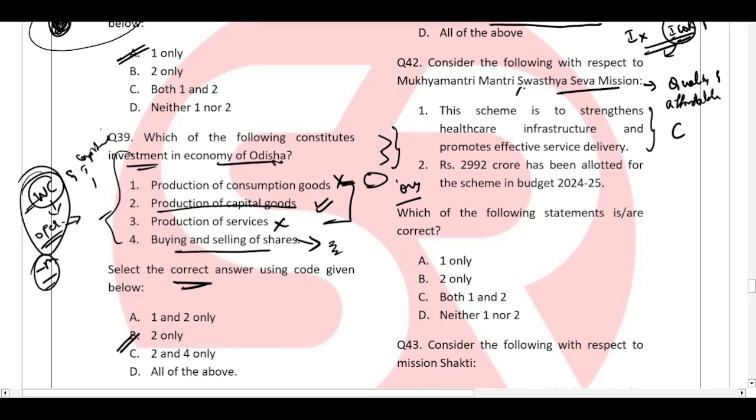And almost 2,992 crore has been allocated in the budget of 24-25. Again, this is the factual part. Look into the budget. So this is correct. So option C, both 1 and 2 is correct for question number 42.